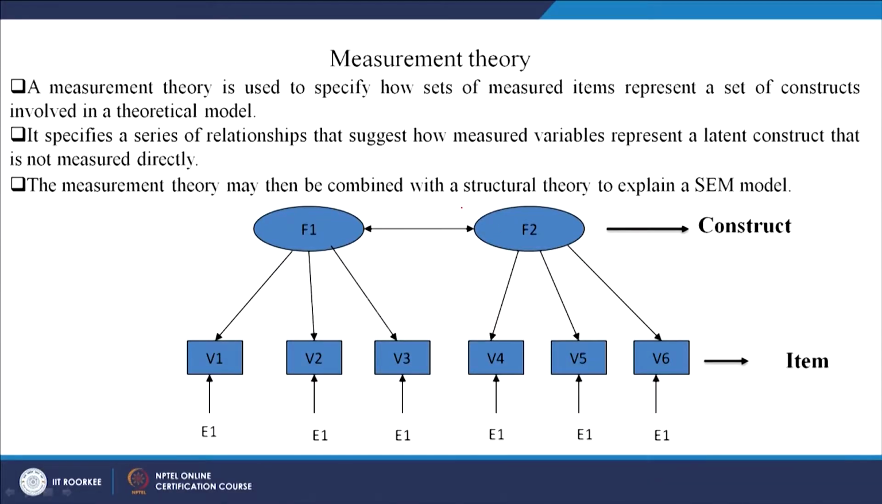A covariance means the two variables change their values together: when there is a movement in one, there is also a movement in the other. So, we say it is a covariance structure. Okay. Now, look at these variables and there are the error terms. So, these are the items or the variables. It specifies a series of relationships that suggest how measured variables represent a latent construct.